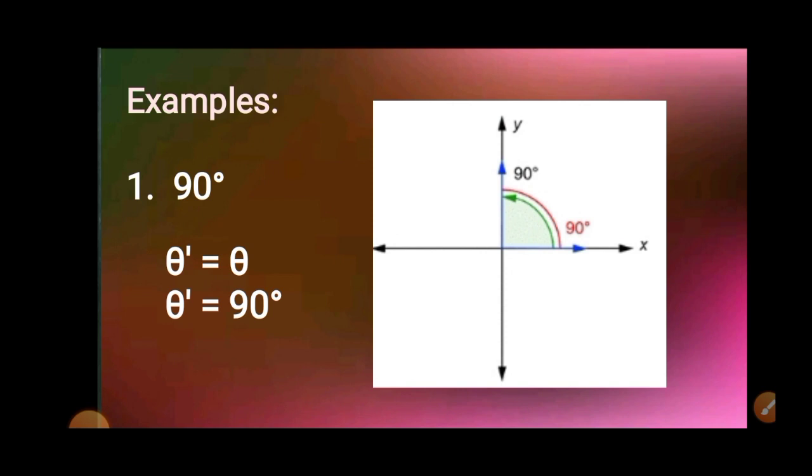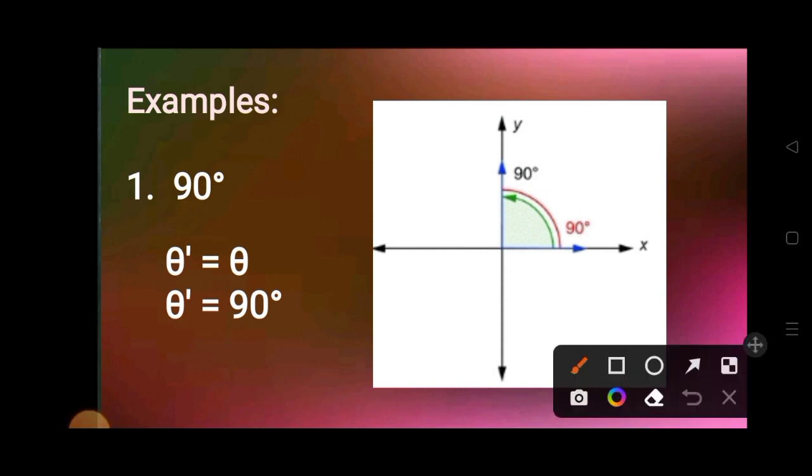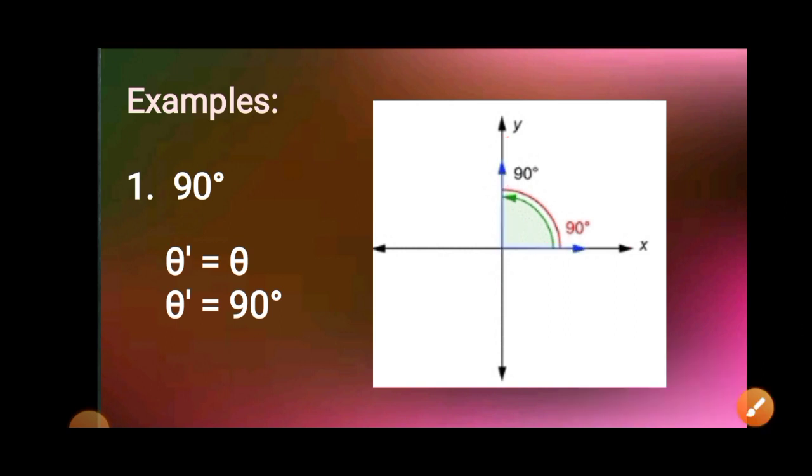For example, 90 degrees. So 90 degrees is here, this angle. Based on the formulas for the reference angle, in quadrant 1, the measure of the standard angle is equal to the reference angle. That is why our reference angle for 90 degrees is equal to 90 degrees.